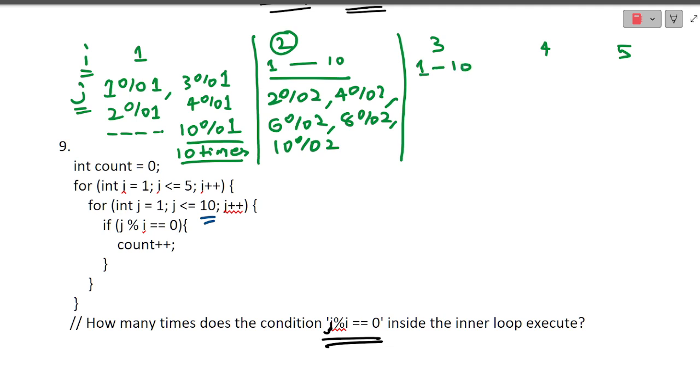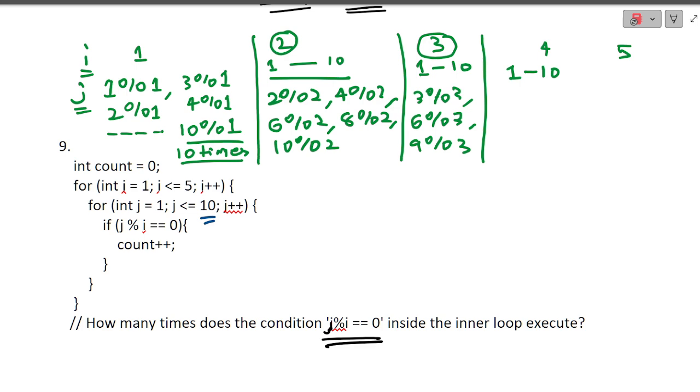But here I need to see how many are divisible with 3. Is this not the question being asked to us? Yes. Then 3 modulus 3, 6 modulus 3 is equal to 0, 9 modulus 3 is equal to 0. And again, the range is from 1 to 10. Let us see how many are divisible with 4. Then 4 modulus 4 is equal to 0, 8 modulus 4 is equal to 0.